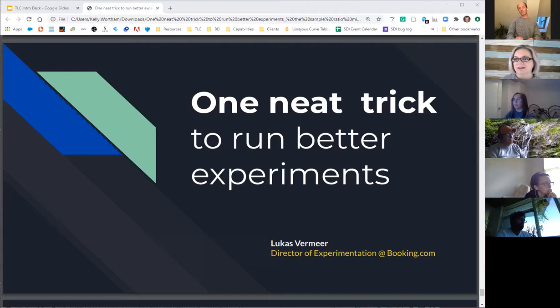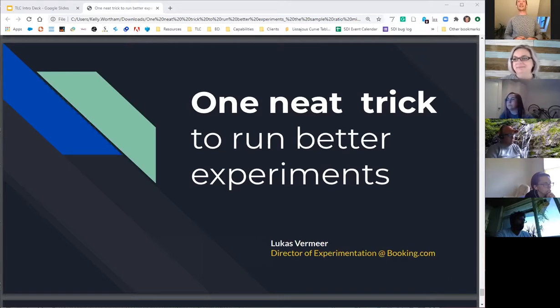I like it. Stephen is asking, how does unequal A versus B assignment ratio work? Oh yeah, I was going to ask that as well. Does your calculator automatically assume equal splits? Or can you change it?